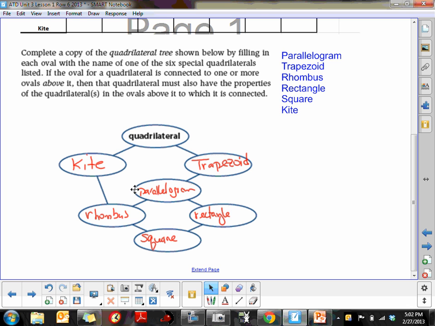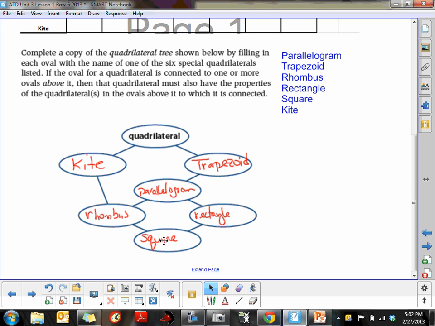So if a rhombus is below a parallelogram, then I can be assured that its opposite sides are parallel, its opposite sides are congruent, and every feature about a parallelogram is then true about the rhombus, such as the diagonals bisect each other, the opposite angles are congruent, the adjacent angles are supplementary, and what's new and special about a rhombus that makes it more distinguished over a parallelogram is that it has 4 sides that are congruent. A lot of times they will give you a definition that says adjacent sides are congruent.